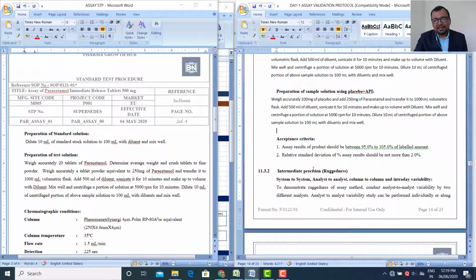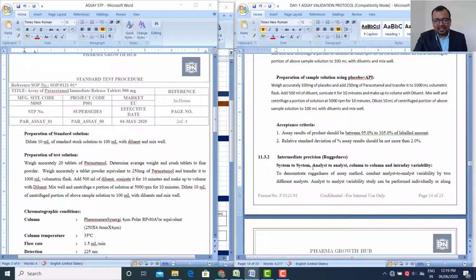And what is the acceptance criteria? The assay result of the product should be between 95 to 105% of the labeled amount, and the relative standard deviation of the percent assay result should be not more than 2.0%. So this is the way you can conclude on the repeatability part.